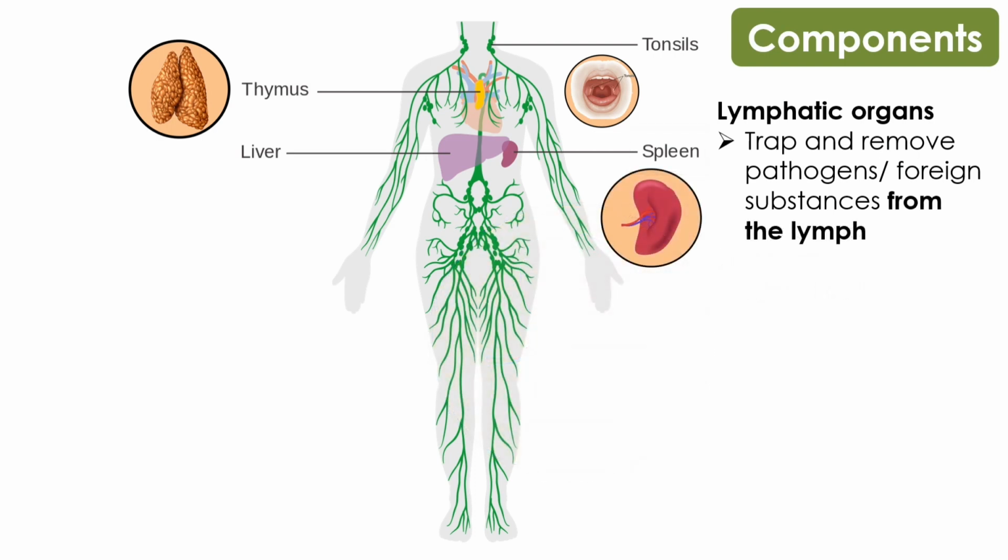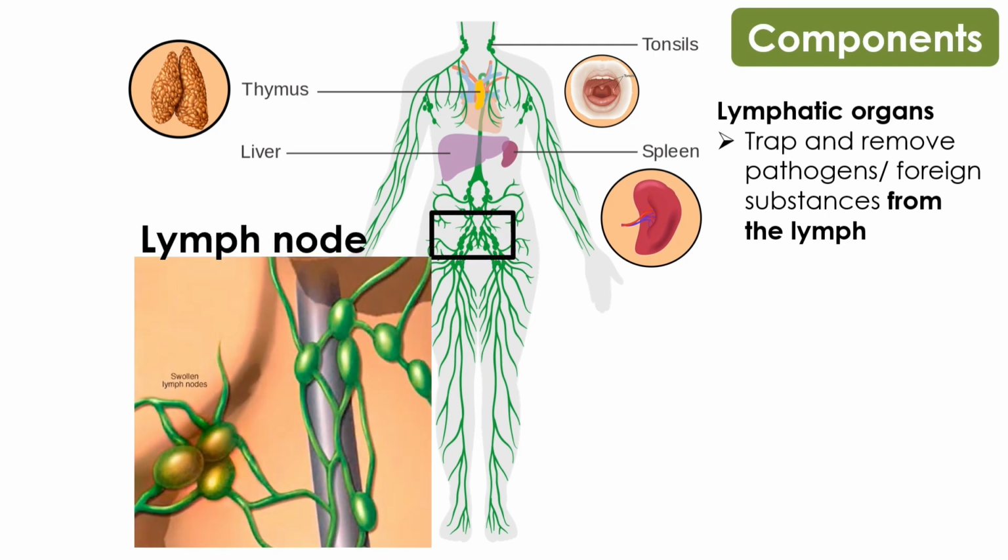Next is the lymph node, which is the most numerous lymphatic organ. Lymph nodes can be found throughout the lymphatic system. Lymph nodes contain many lymphocytes that will trap and remove pathogens or foreign substances from the lymph. That was the components of the lymphatic system. Now we will discuss the major function of the lymphatic system, which is to collect and return interstitial fluid to the blood circulation.